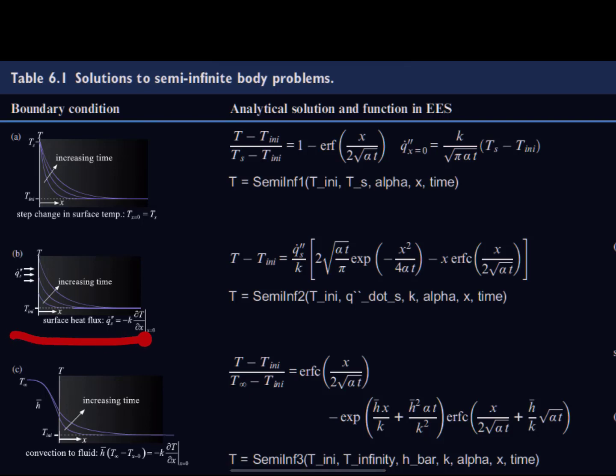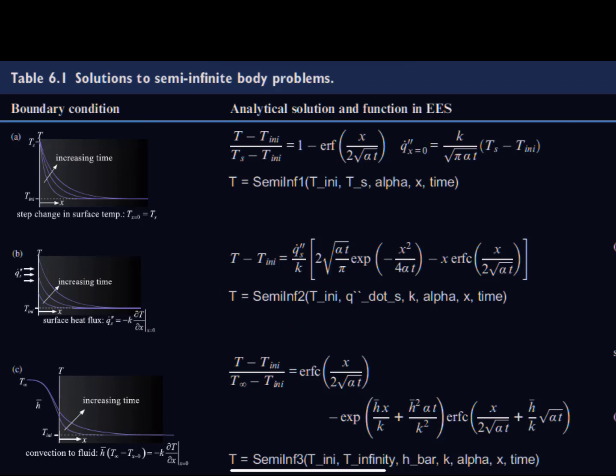In this example down here, there's a heat flux that's applied to the boundary, so it's not like changing the temperature, but it's suddenly applying a heat flux to the boundary. The solution to this looks like this. It's implemented as semi-infinite 2 in EES.